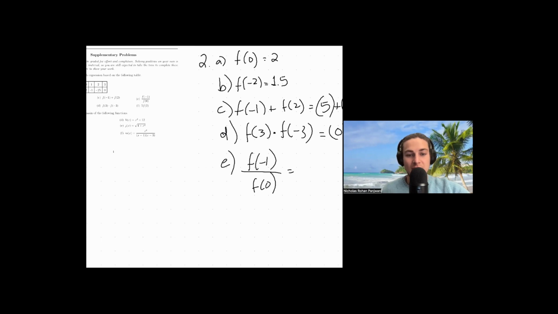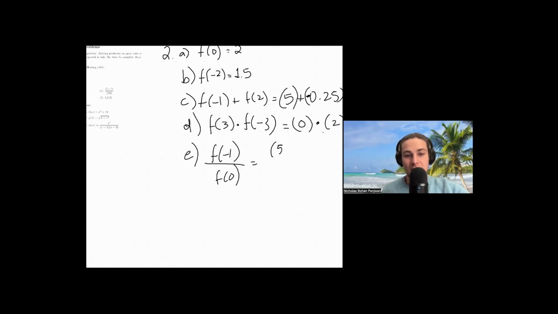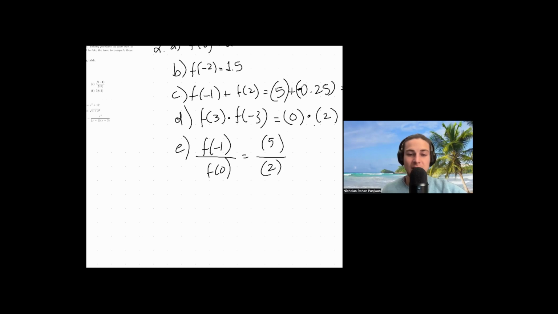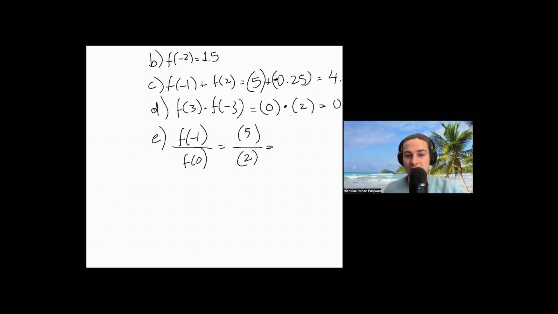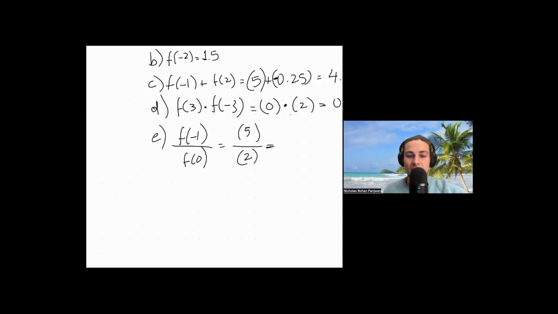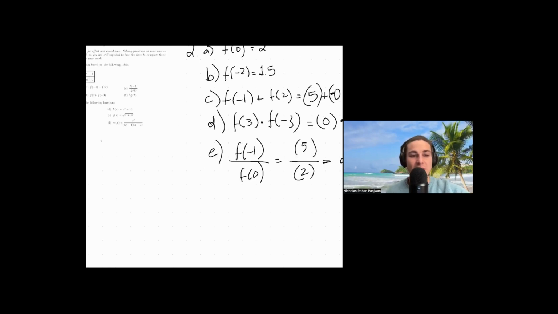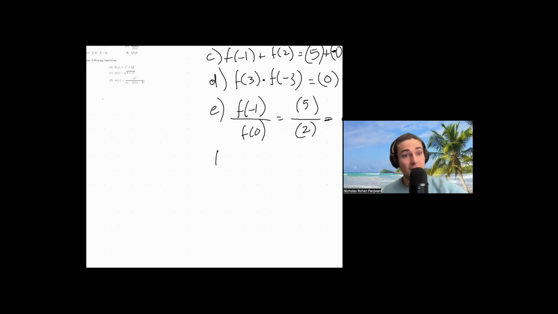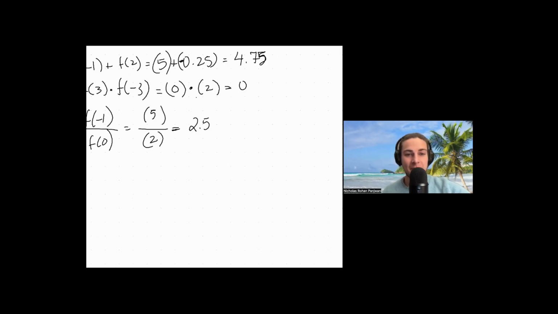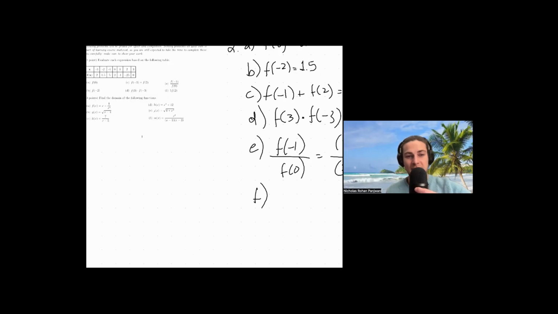Part E. f of -1 over f of 0. So f of -1 is 5 and f of 0 is 2. And again, I'm putting it in parentheses, but in this case and in many cases you really don't need to. But again, we'll keep clarifying. I'll let you know as we go along what's necessary and what's choice, what's convention. So 5 divided by 2 is 2.5. You could leave it as 5 over 2, but they seem to be using decimals in this problem, so we'll stick with that convention. What do you know? I did what I said I was going to do.